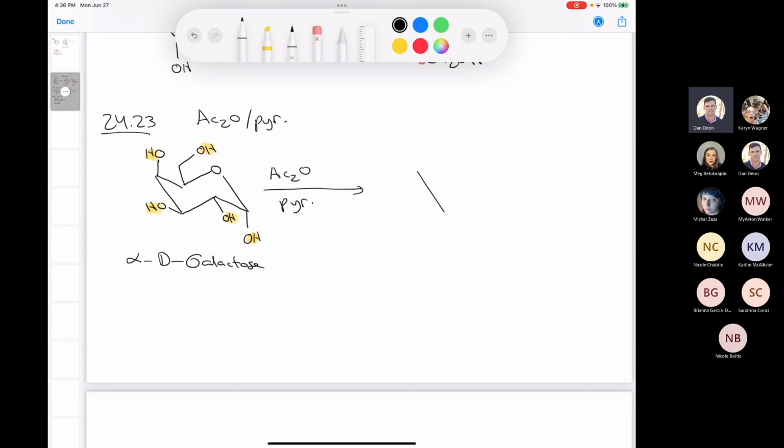Let's redraw the chair. So we have our acetyl group down here. We have another acetyl group here. Another acetyl group here. One going straight up here because this is galactose, and we have one on the primary hydroxyl. And that's it. That's the whole thing. There's two more examples in there, but they're the exact same thing. So make sure you know acetylation. All the hydroxyls get acetylated when you treat the carbohydrate with acetic anhydride and pyridine.